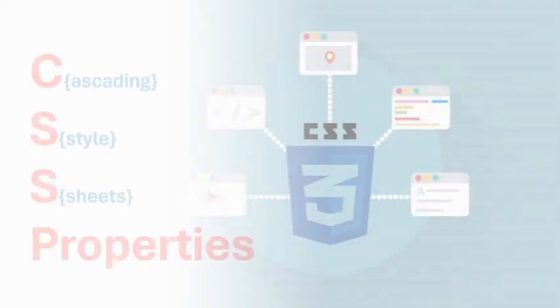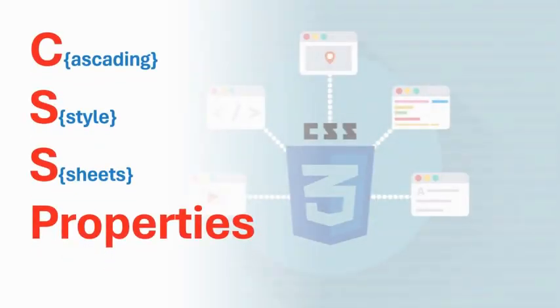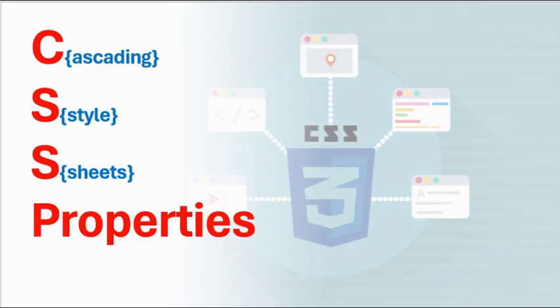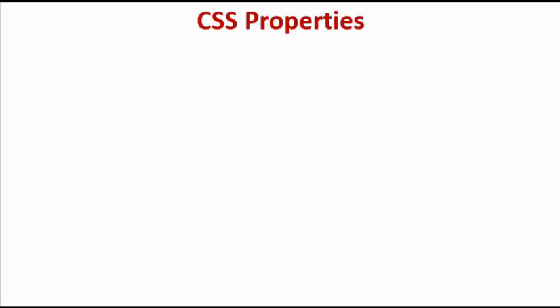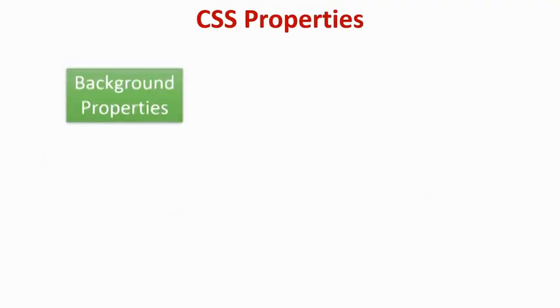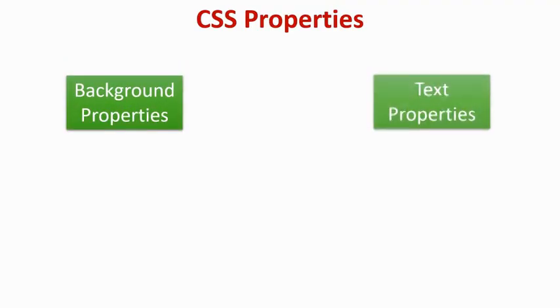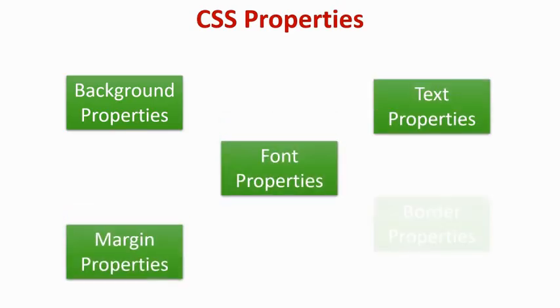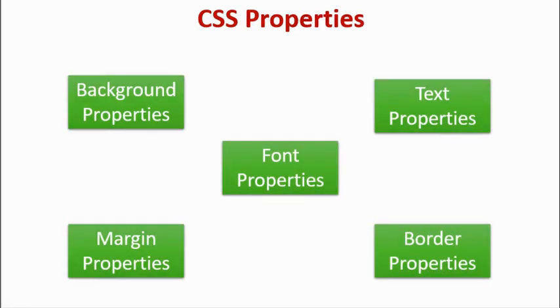CSS properties. Cascading Style Sheets or CSS is the language for describing the presentation of web pages like colors, layout, and fonts. There are 5 factors which will help you in styling your web pages. These are background properties, text properties, font properties, margin properties, border properties. Let us learn how to format these properties in detail.